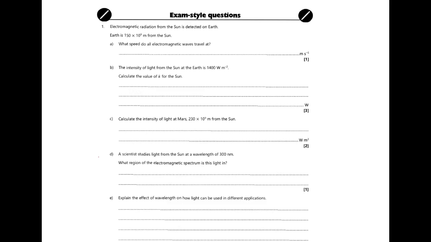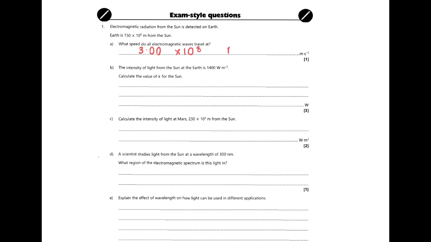Today we're going to go through the exam style questions for Unit 3, Use of Electromagnetic Waves in Communication. So question 1, electromagnetic radiation from the Sun is detected on Earth. Earth is 150 times 10 to the 9 metres from the Sun, and what speed do all electromagnetic waves travel at? So this is one you just need to learn. It is 3.00 times 10 to the power of 8, so that's a small 8 up there, meters per second.